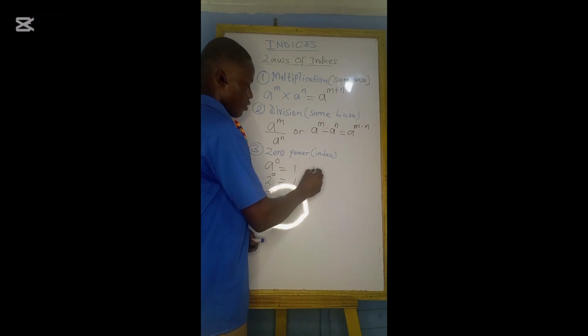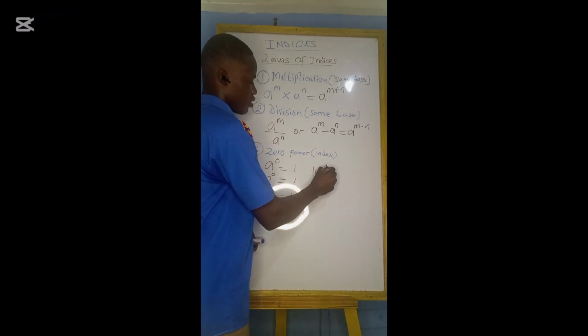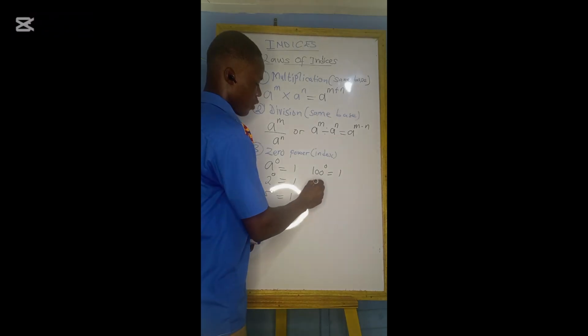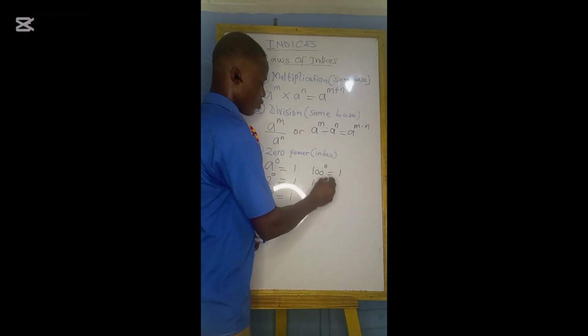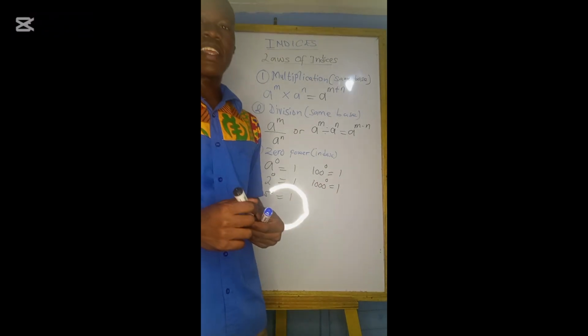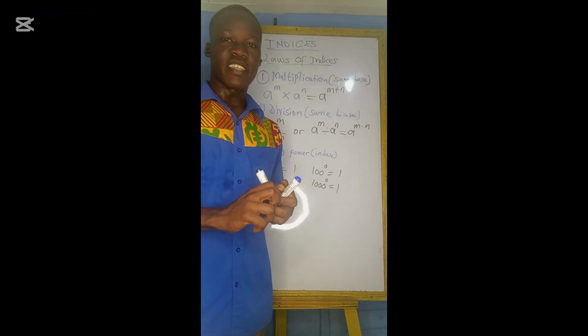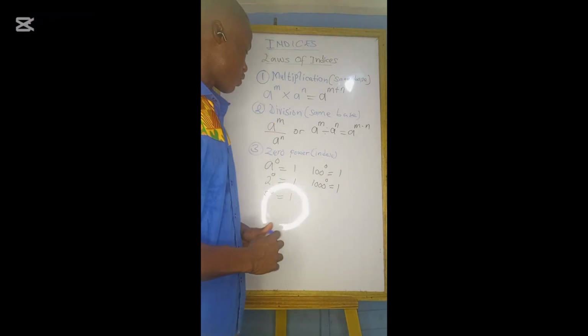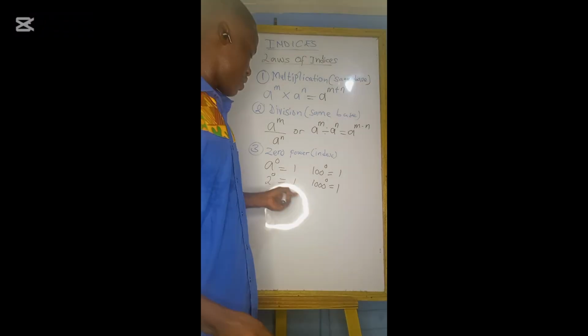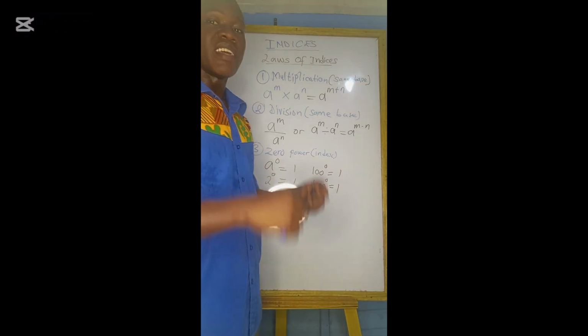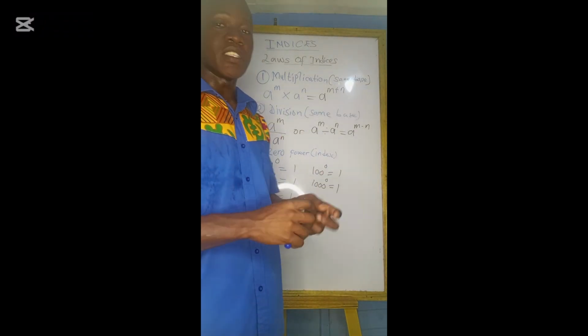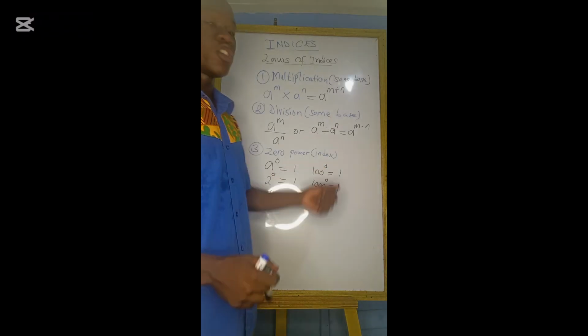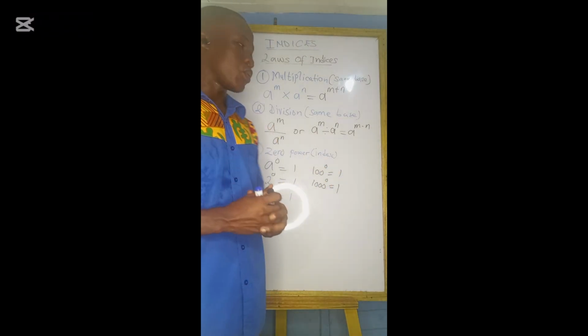So if I have 100 raised to the power 0 is equal to 1, 1000 raised to the power 0 is equal to 1. So that is the third law. That is the zero power. Any number raised to the power 0 is equal to 1. So a raised to the power 0 is 1, 2 raised to the power 0 is 1, and any number, no matter how big the number is, if it is raised to an index of 0, is equal to 1. And that is the third law.